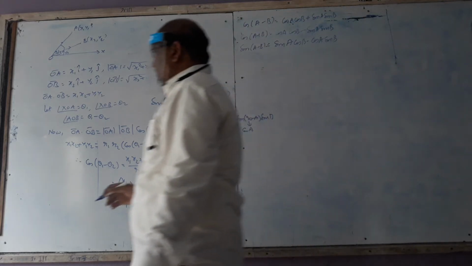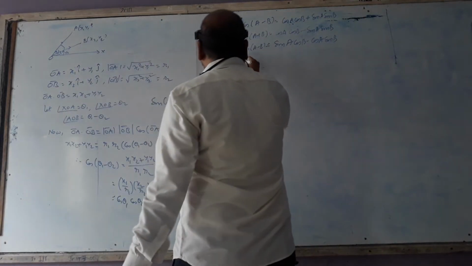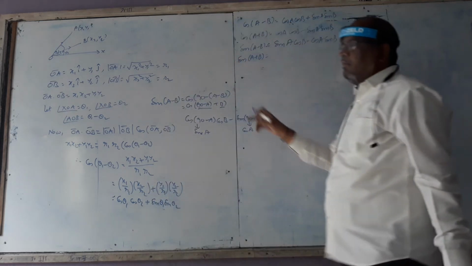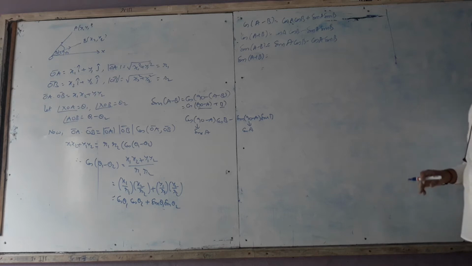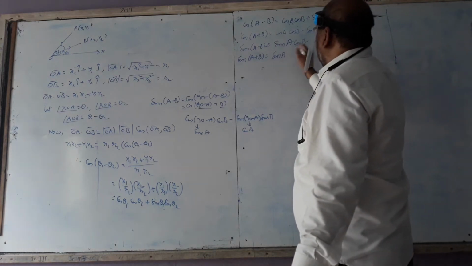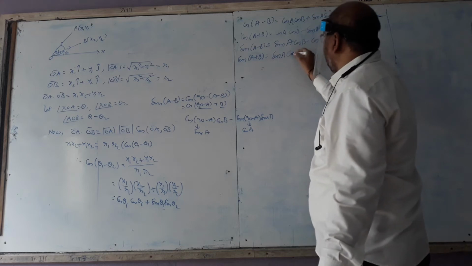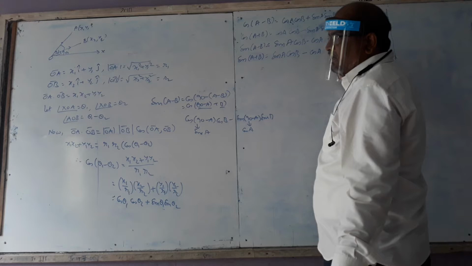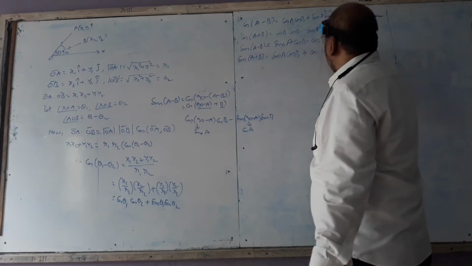Excellent. Similarly, sin A plus B: in the formula for sin A minus B, we write minus B in place of B. We will get sin A cos of minus B, which is cos B, minus cos A sin of minus B, which is minus sin B.